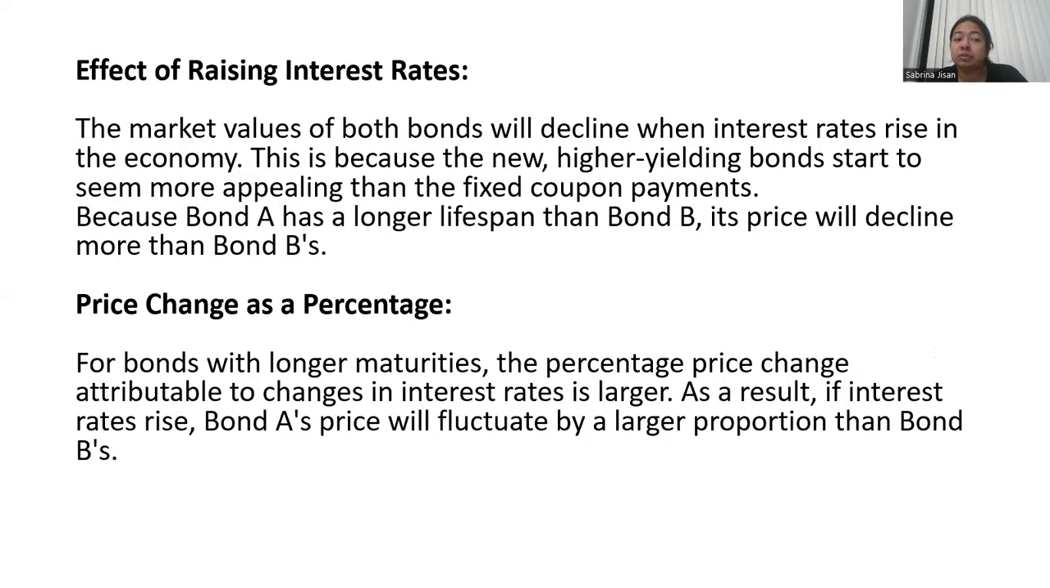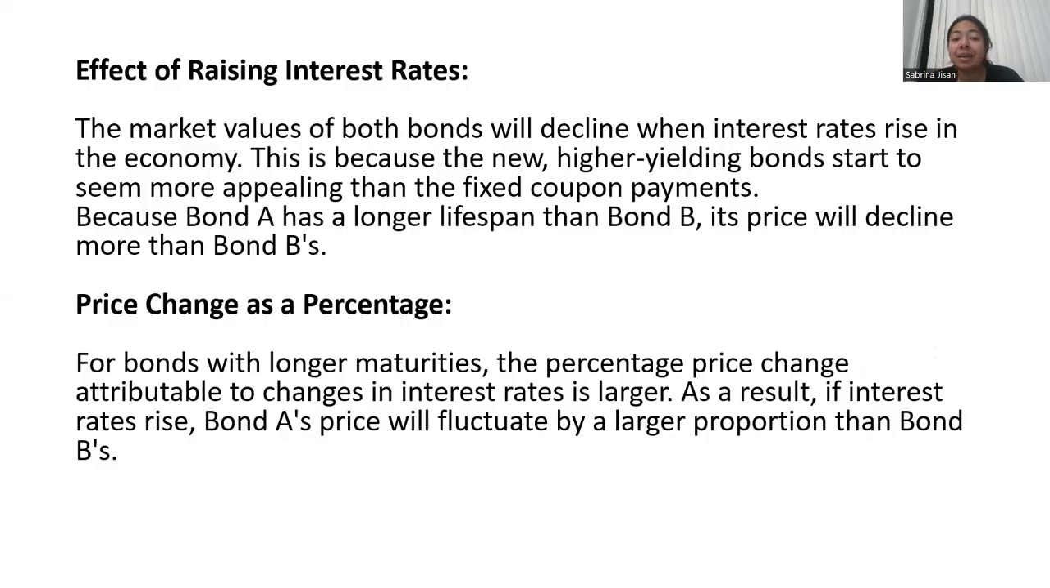So here is the effect of rising interest rates: the market values of both bonds decline when interest rates rise. This is because new higher yielding bonds start to seem more appealing than the fixed coupon payments. Bond A has a longer lifespan than bond B. Its price will decline more than bond B's.